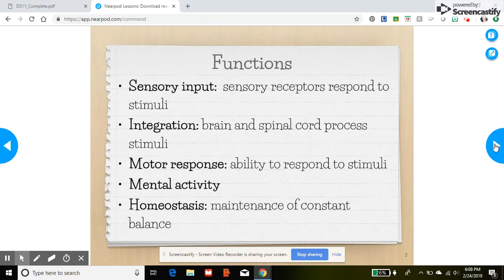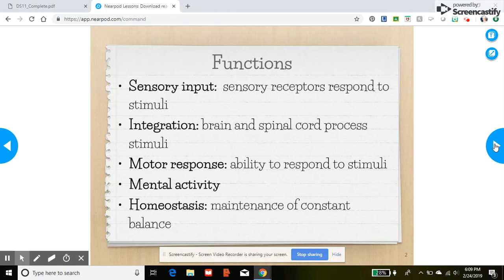Then we have an integration neuron, and this connects your sensory neuron to your motor neuron. Most of the time, these are found in either the brain or the spinal cord, so think of the central nervous system. This is where it gets the actual instruction for whatever the motor response is going to be. The motor response is move the hand. Ow, it's hot, move your hand, respond to whatever that stimulus is. Those are three incredibly important functions of the nervous system, and you'll see that over and over throughout this chapter.